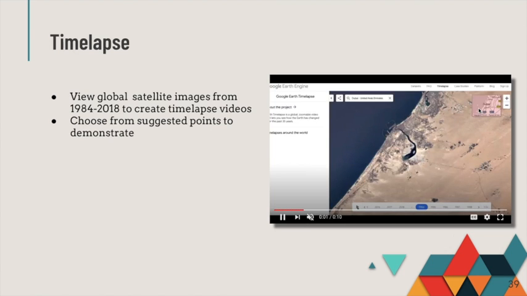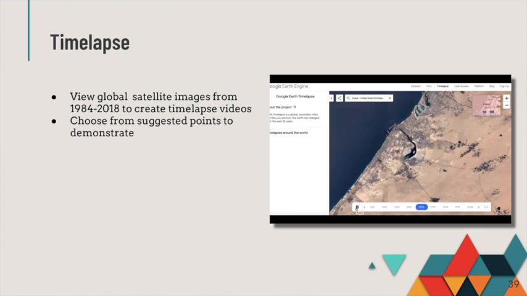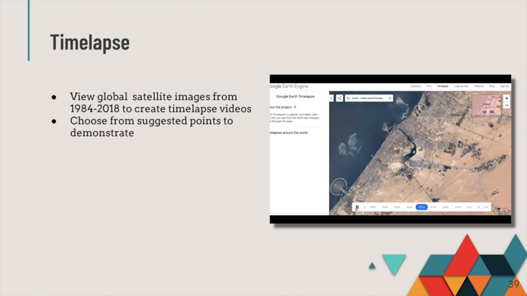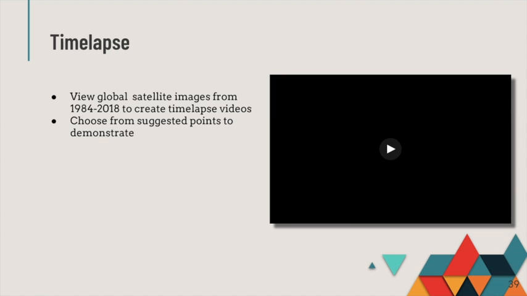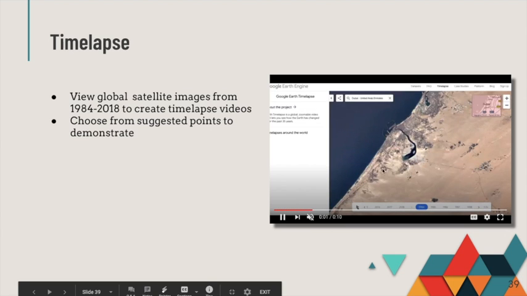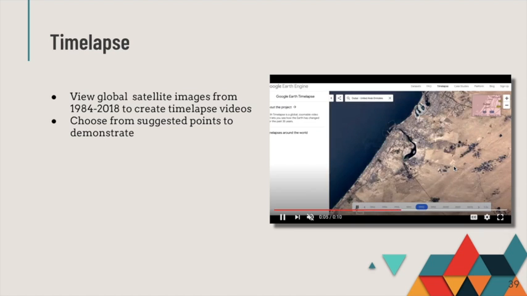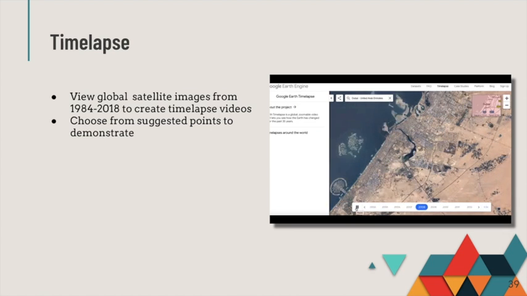And then the last one that I think is really neat is Timelapse. You can see this video on the right is Dubai. Through Timelapse, you have access to satellite images of everywhere around the globe from 1984 to 2018, and it will create a time-lapse video for you. Or you can freeze it and look at certain images. You can find this for anywhere to see how things have changed over time.